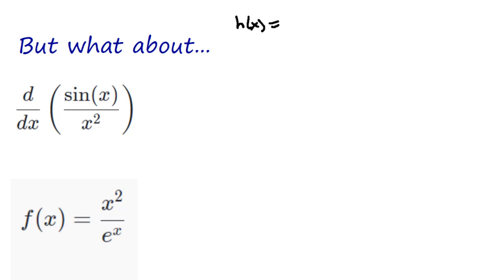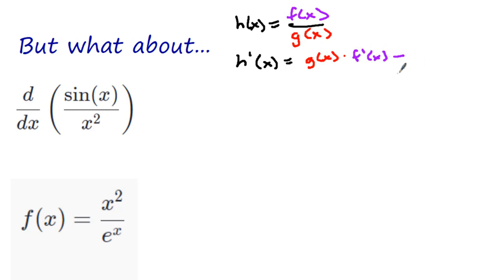h of x is equal to f of x over g of x. This is the same as u over v. There's nothing different, guys. I'm just doing this color coordinated so that you can see everything. We take g of x and multiply by the derivative of the numerator, f prime of x, minus f of x times g prime of x, all over the denominator squared, g of x squared right there. I should have put it in red. I'm sorry about that.